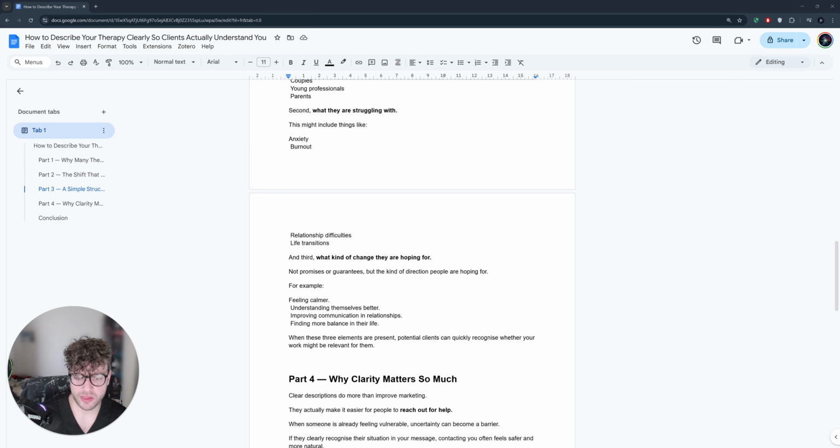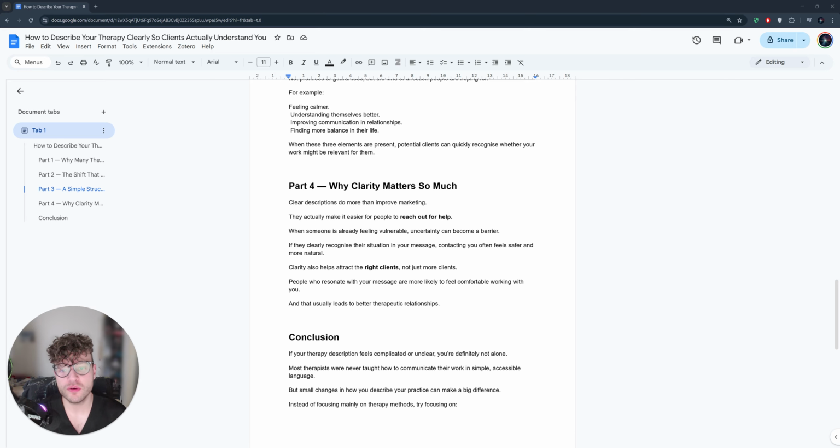When these three elements are present, potential clients can quickly recognize whether your work might be relevant for them or not. Clear descriptions do more than improve marketing. They actually make it easier for people to reach out for help. When someone is already feeling vulnerable, uncertainty can become a strong barrier. And if they clearly recognize the situation in your message, then contacting you often feels safer and more natural. Clarity will also help attract the right clients and not just more clients. People who resonate with your message are more likely to feel comfortable working with you as well. And that usually leads to better therapeutic relationships.